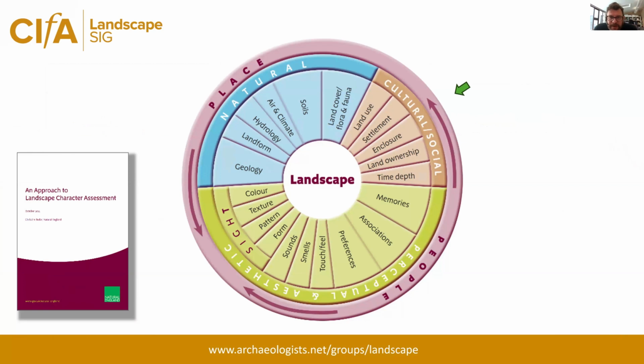Really important. You'll see these little green arrows pop up. They just point to heritage and cultural heritage considerations, which are particularly relevant to us as cultural heritage experts. The landscape wheel really, I think, encapsulates that idea about landscape being a combination of natural and cultural forces, and also the perceptual and aesthetic qualities that we as people experience that turns land into landscape. So looking at the cultural and social, it's about land use, settlement, enclosure, land ownership, time depth. HLC will capture some of this, but this is a slightly different and more rounded view of what landscape character assessment encapsulates.